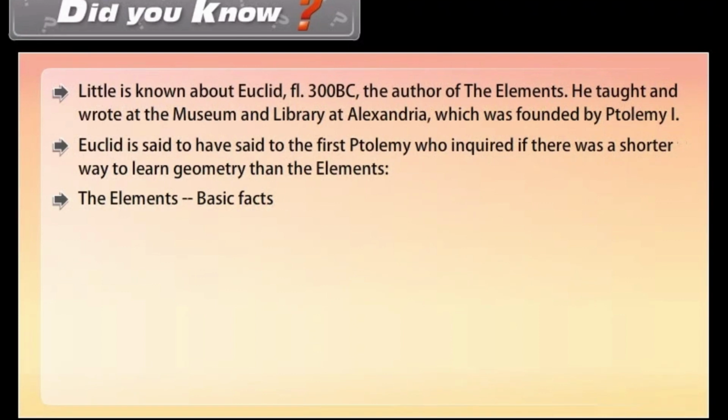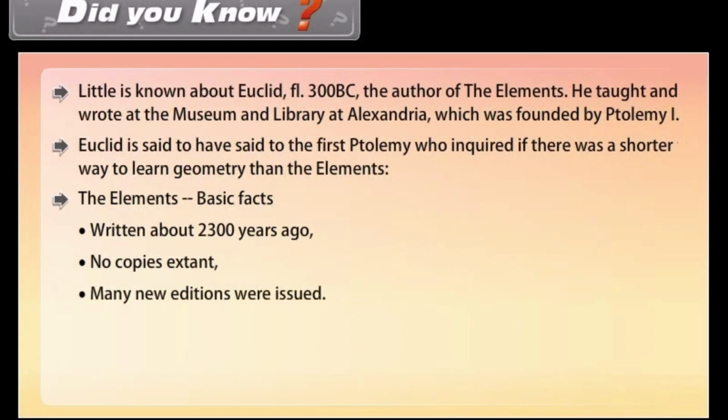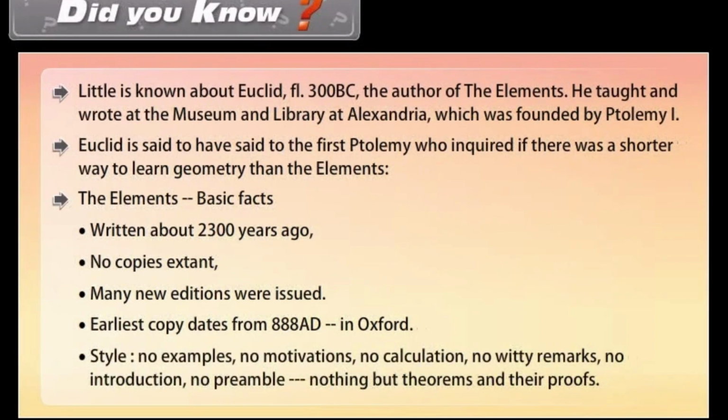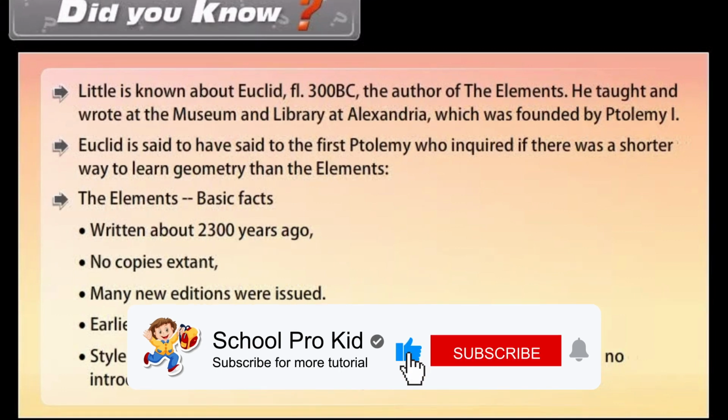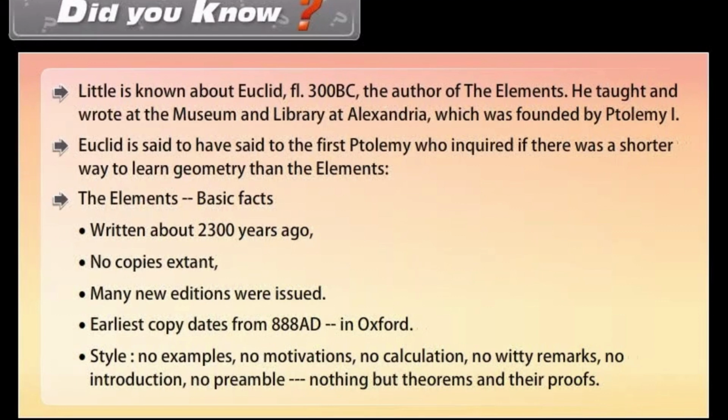The Elements. Basic facts: written about 2300 years ago. No copies extant. Many new editions were issued. The earliest copy dates from 888 AD in Oxford. Style: no examples, no motivations, no calculations, no witty remarks, no introduction, no preamble, nothing but theorems and their proofs.